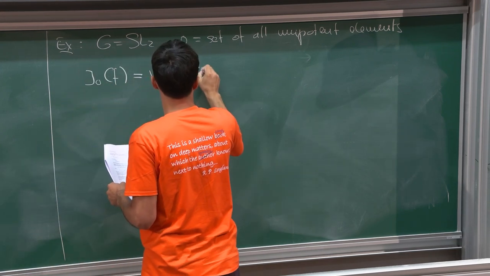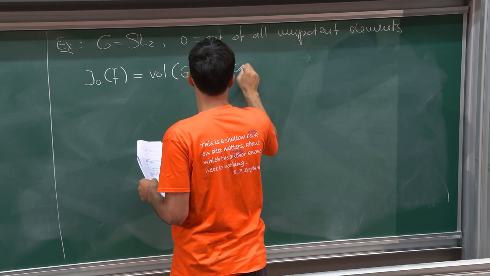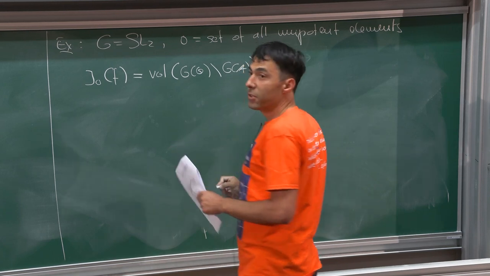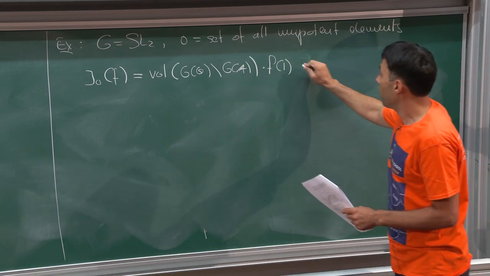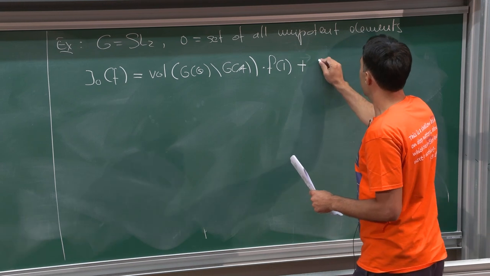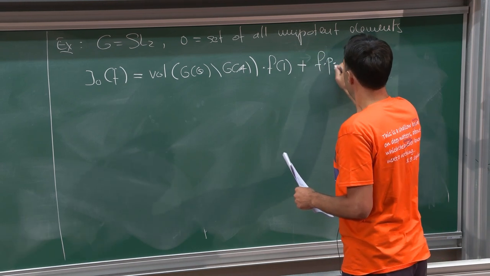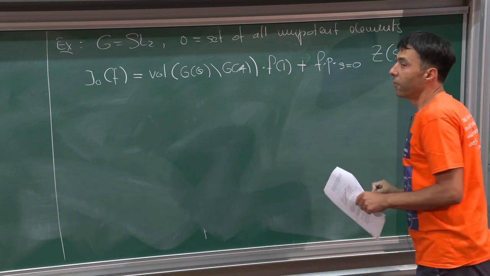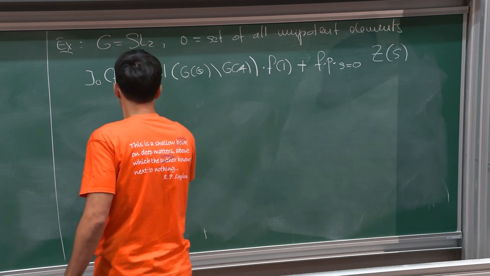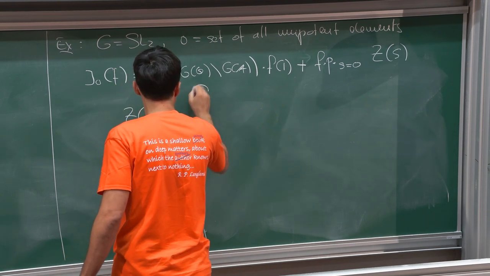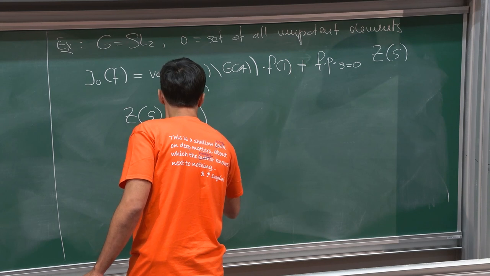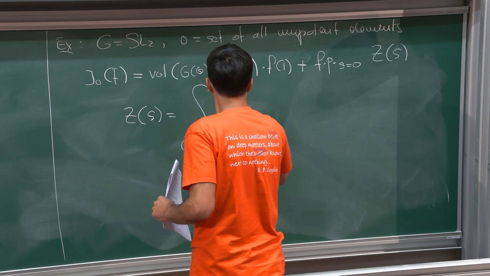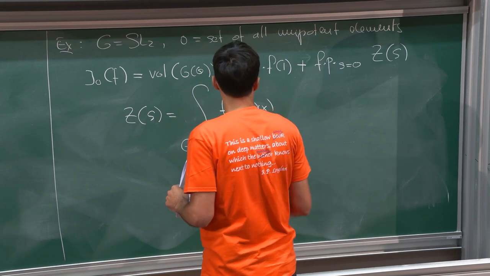It's just the volume of the whole group, which, if you normalize things and use a Tamagawa measure, is just going to be 1 times the value of your test function at 1, plus, and now comes something interesting, the finite part at s equal to 0 of the following function that you cook up by modifying the orbital integral. So we're going to integrate your test function along the orbit.